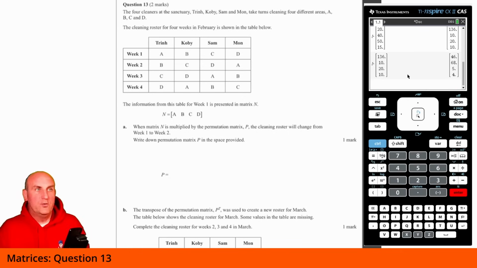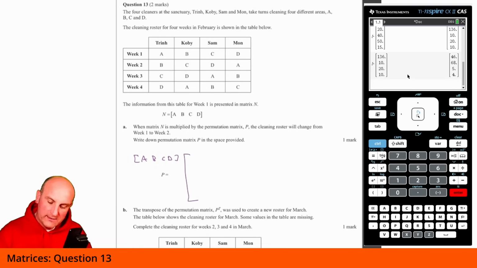Okay, the next one. 4 cleaners at the sanctuary, Trish, Kobe, Sam, and Mom, take turns cleaning 4 different areas, A, B, C, and D. The cleaning roster for 4 weeks in February is shown in the table below. The information from this table for week 1 is presented in matrix N, when N is multiplied by the permutation matrix. So for that to happen, we have to have N as A, B, C, D, and we have our permutation matrix there. Okay, and that's going to give me my answer.